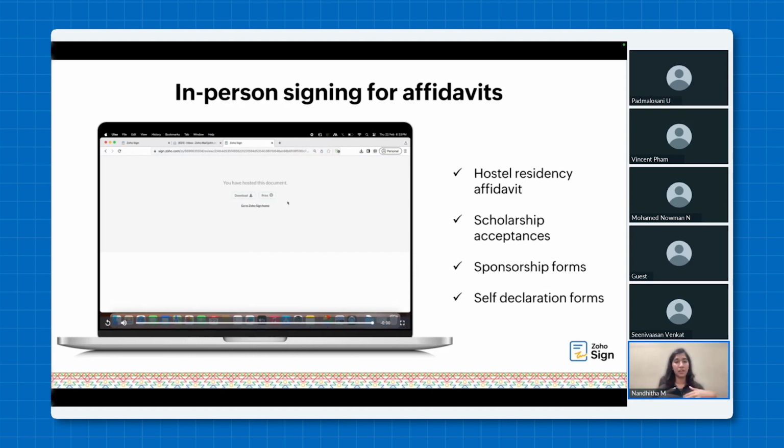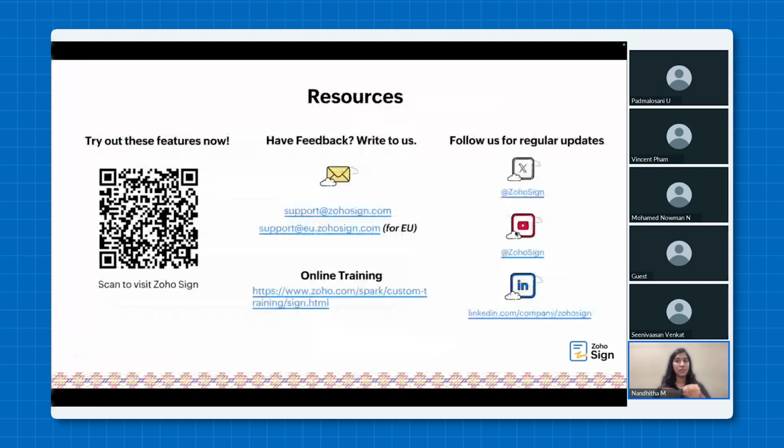And now it comes back to John Martin, who can either download or print the document or go back to the Zoho Sign homepage. So this is very useful when you have the signer right in front of you, but maybe they do not have a device or you want to facilitate the entire signing process under your supervision. You can get this done quite easily. So yes, these are just a few use cases that I discussed.